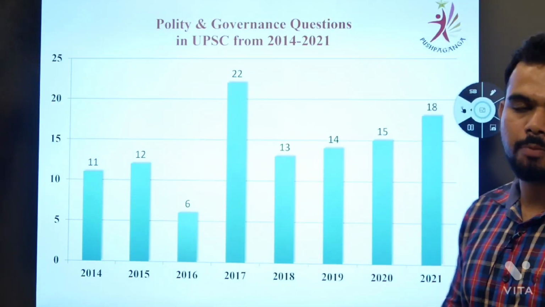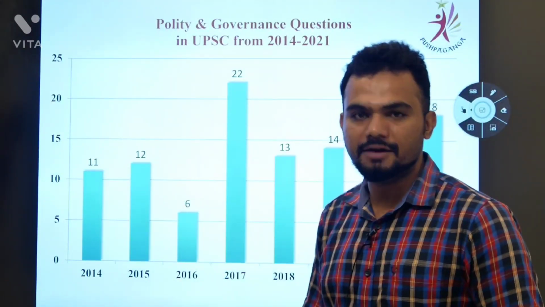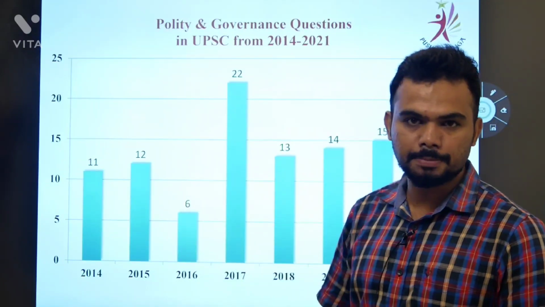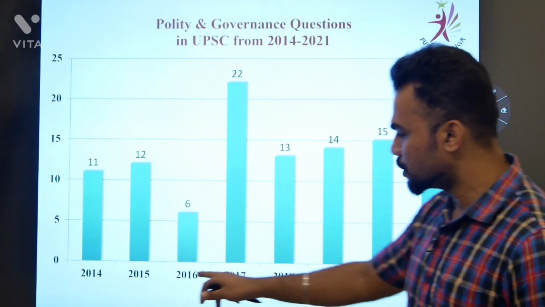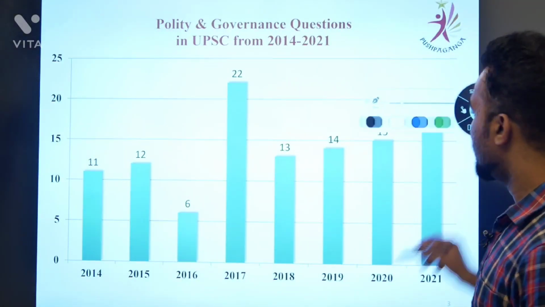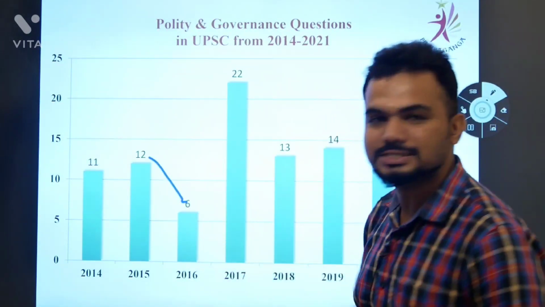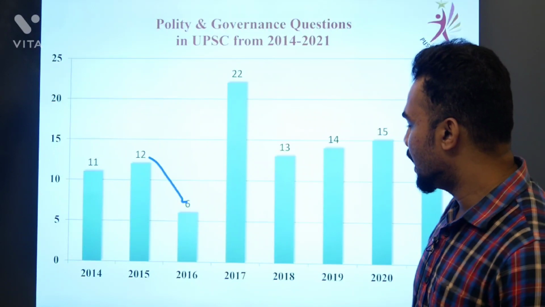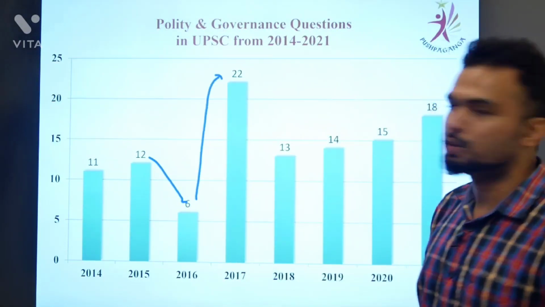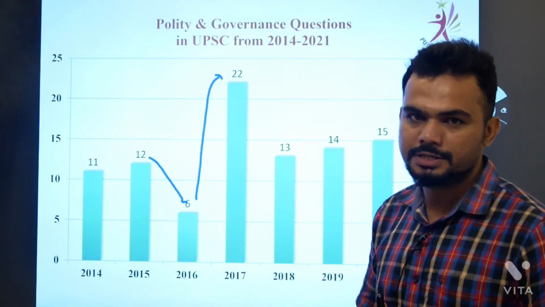Going with the polity section, in the year 2014 we could see there were a total of 11 questions, and in the year 2015, 12 questions had appeared in the examinations. In the year 2016, there were 6 questions appearing in the UPSC examinations. So there was a drastic decrease, a change from 12 to 6 questions in 2016, and in the year 2017 we could see a drastic increase, from 6 to 22.